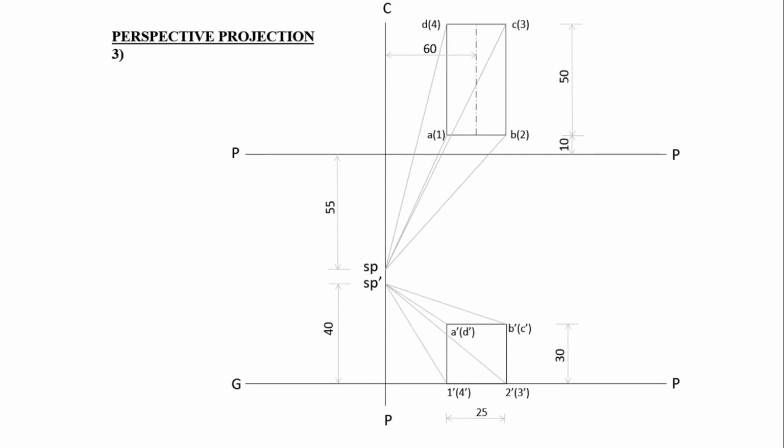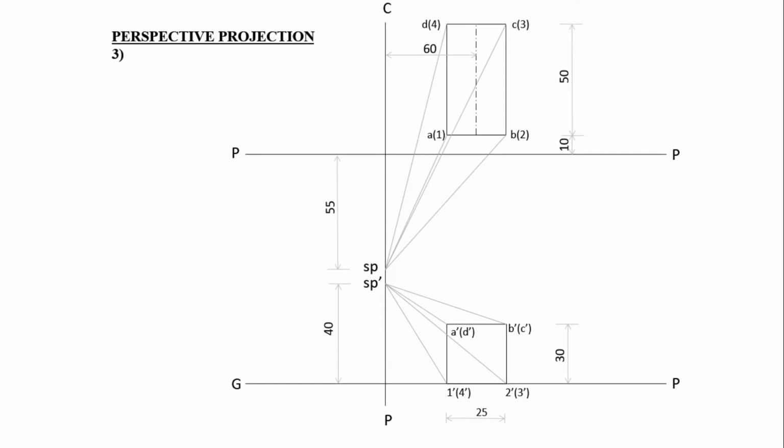Now the corresponding visual rays in the front view are also drawn. That is, from the front view of the station point towards the 4 corners in the front view. That is also drawn. In the previous cases, in the front view it was only a straight line, but in this case the front view is a rectangular shape.